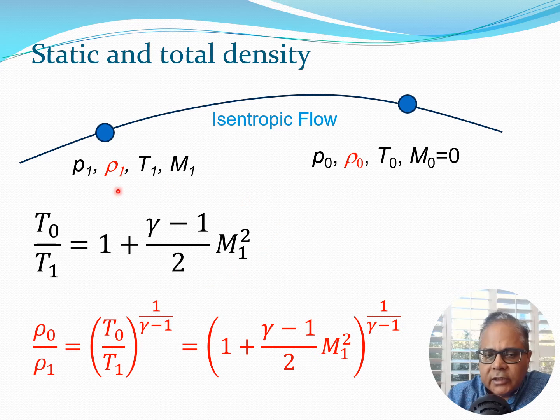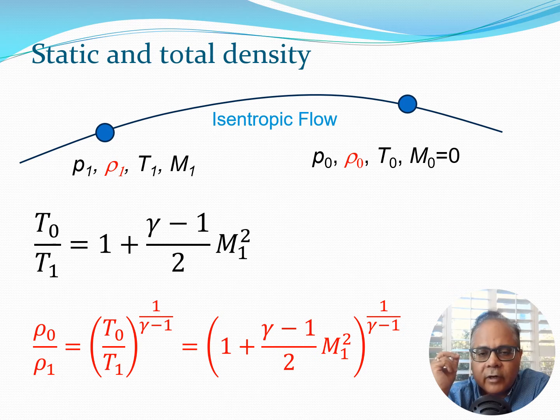So we saw that T0 by T1 could be obtained as this equation, and we could obtain rho 0 by rho 1 as this equation here, which is (1 plus (gamma minus 1) by 2 M1 square) to the power 1 by (gamma minus 1), where gamma is of course 1.4 for air. Now, why this equation becomes important is that it's going to tell us something about compressibility.